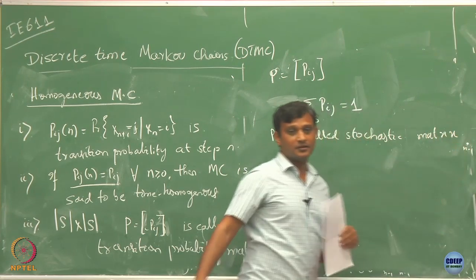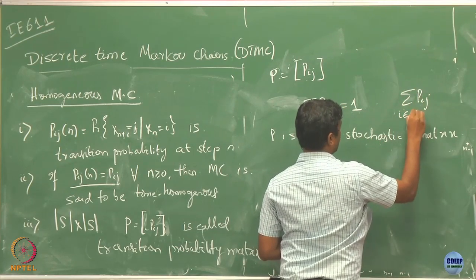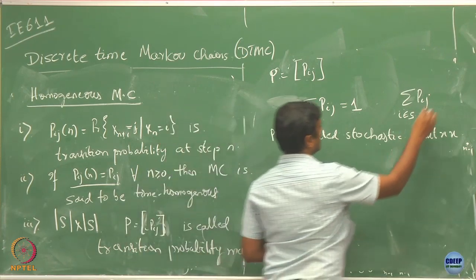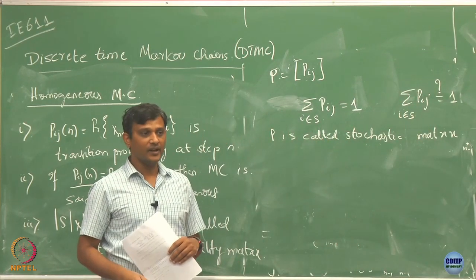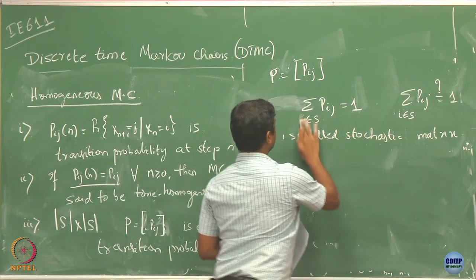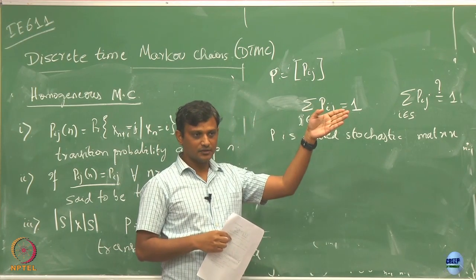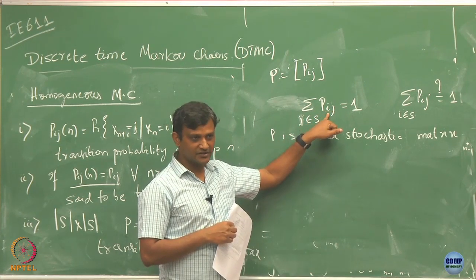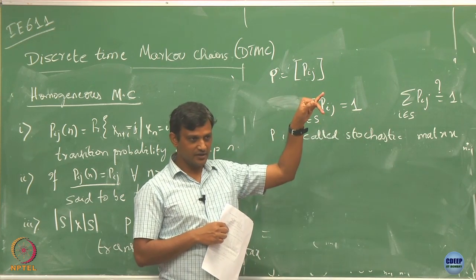Is that true? So if I take this and now sum over i for a given j, will it sum to 1? Now this should be j belongs to S, right? So I am adding across the columns. No. The row is fixed, the ith row I have fixed, and now adding all the elements in that row means I am adding across the columns, right?